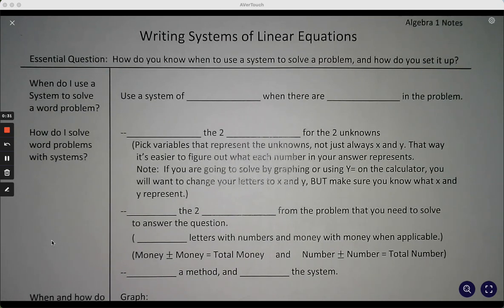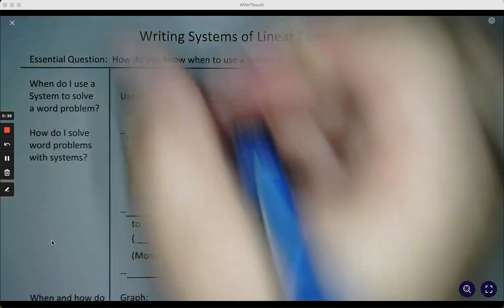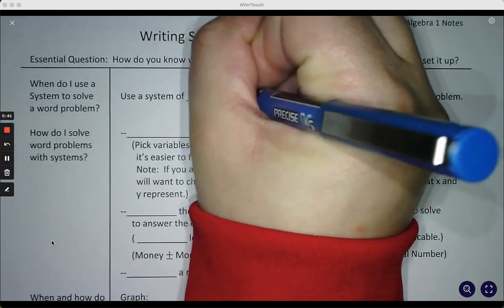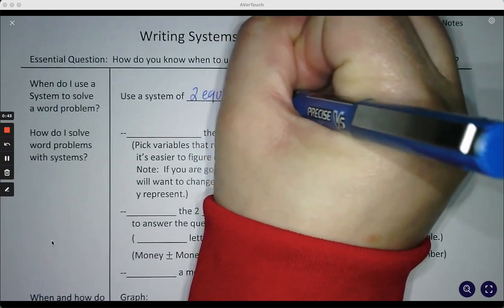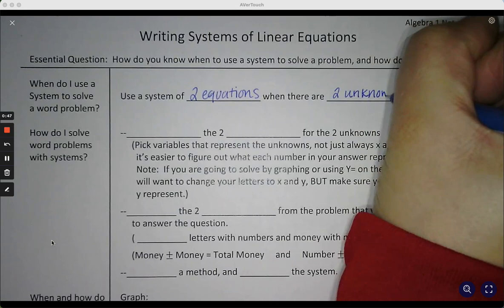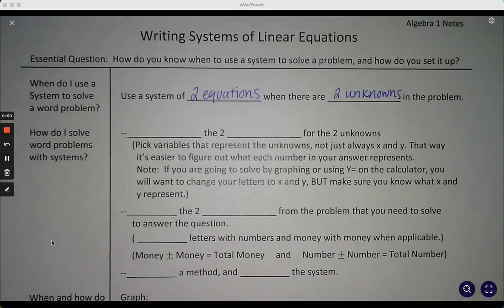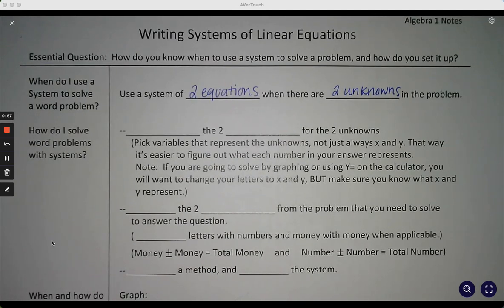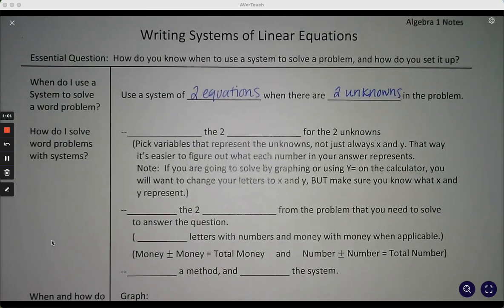Okay, so when do you use a system to solve a word problem? We use a system of two equations when there are two unknowns. Okay, we're talking about the story problems that have to do with dimes and nickels and how many dimes does someone have, or tickets and cost, and things like that. So I'm just going to show you how we work those out. How do we solve them?